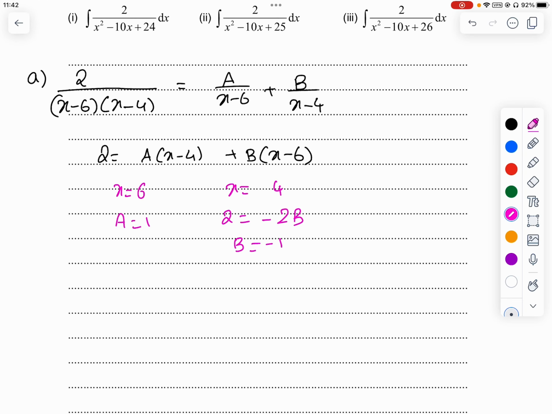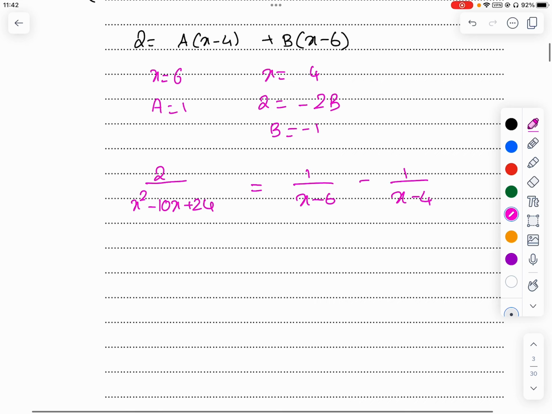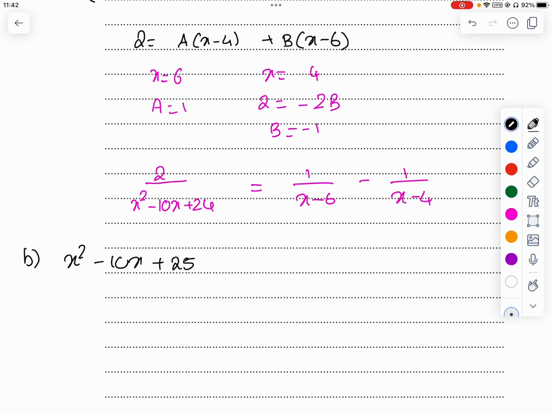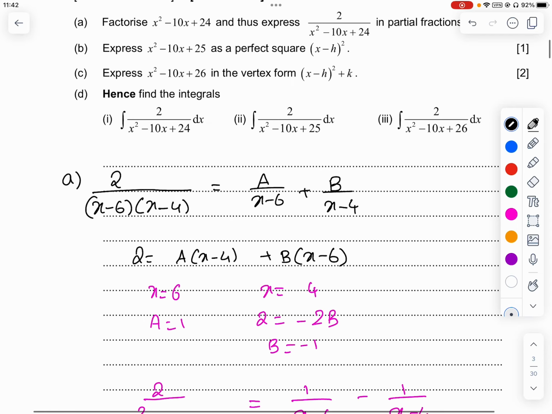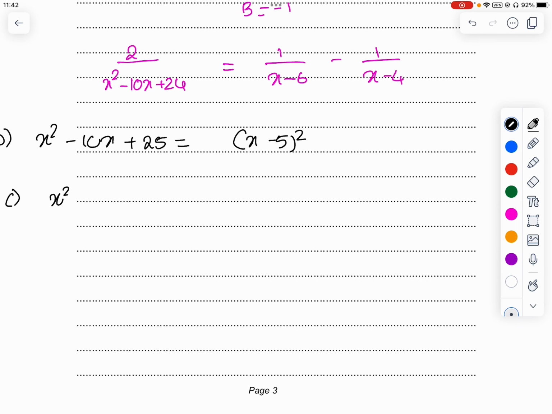So what are my partial fractions? 2 upon x square minus 10x plus 24 equals 1 upon x minus 6 minus 1 upon x minus 4. Don't forget to write this step. Part B, write x square minus 10x plus 25 as a perfect square. X square minus 10x plus 25 can be written as x minus 5 whole square. Next one is x square minus 10x plus 26 as x minus h whole square plus k. X square minus 10x plus 26 should be equal to x minus 5 whole square plus 1.